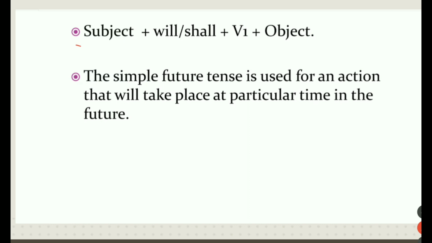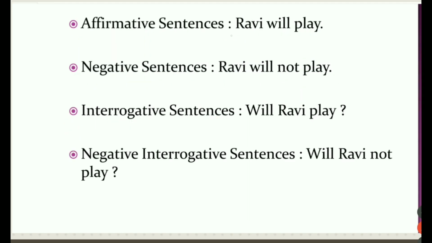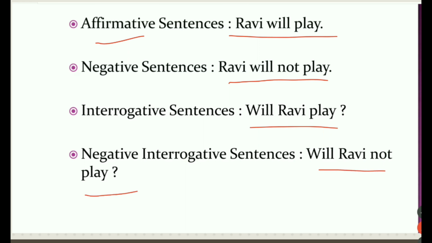The next form is subject plus will or shall plus V1 and the object. Now this is a simple future tense, which is used for an action that will take place at a particular time in the future. For example, Ravi will play. That is, in future he will play. And this is an affirmative sentence. The negative would be Ravi will not play. Interrogative would be will Ravi play? And the negative interrogative would be will Ravi not play?